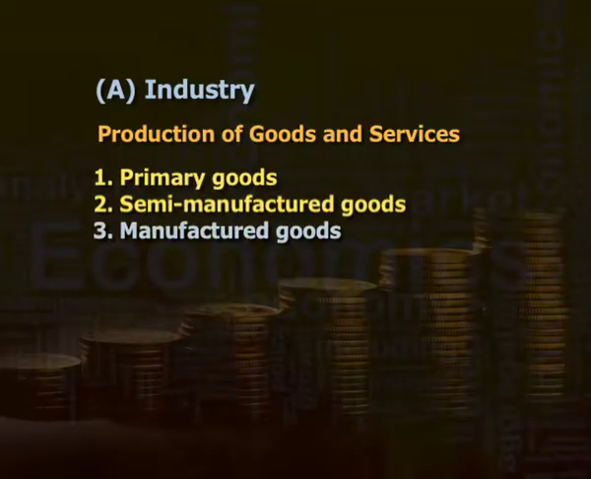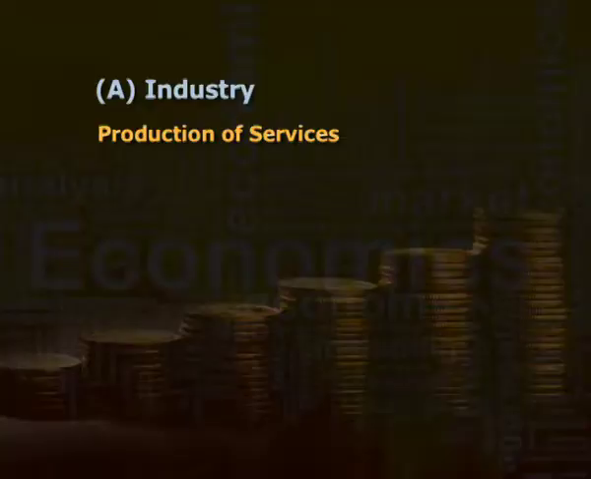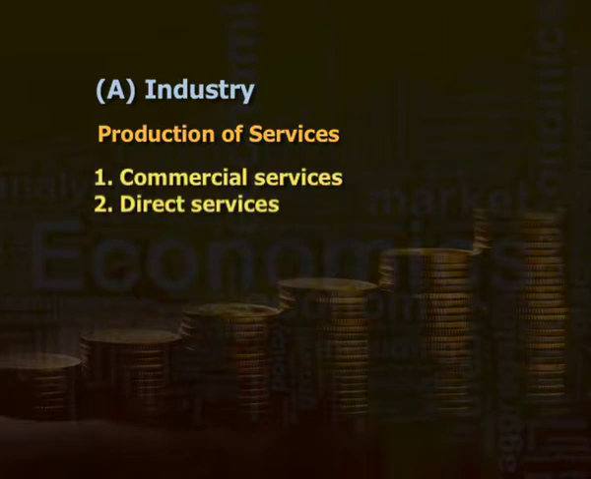Third is manufactured goods. In this category, we include all those finished products that can be usually used by ultimate consumers and industrial users. For example, cloth, sugar, machines, etc. Another is production of services. Services can be classified into two main kinds of services, commercial services and direct services. Commercial services are designed to assist the functioning of industrial and commercial undertakings.